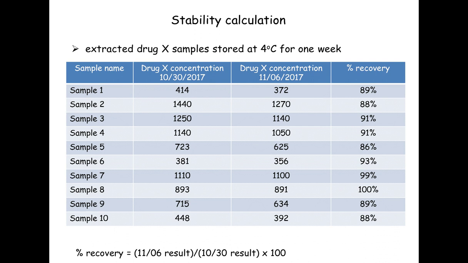And then in column 4, we calculated the percent recovery by taking the result from 11/06, dividing it by the result from 10/30, and multiplying by 100. As you can see, the lowest recovery that we have here is 88%, and so that's within the acceptability criteria of less than 15% change. And so it was determined that the samples for drug X are stable for 1 week at 4 degrees C once they've been extracted.